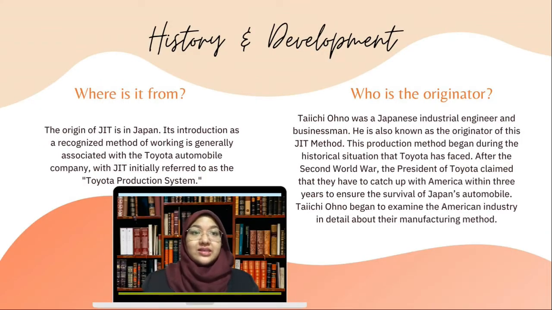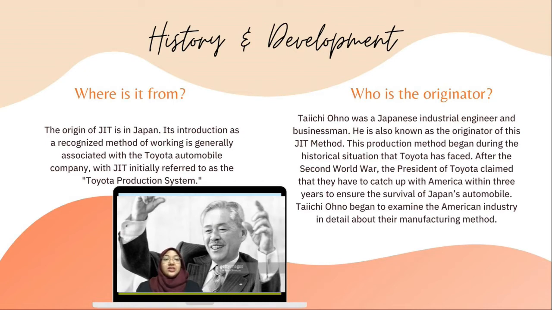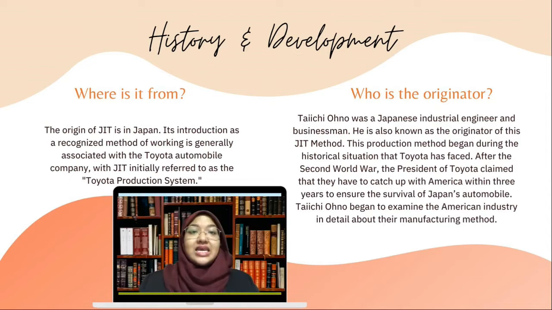Before we get further into this, let me explain the history of just-in-time in simpler words. The origin of JIT is in Japan. Its introduction as a recognized method of working is generally associated with the Toyota Automobile Company, with JIT initially referred to as the Toyota Production System. I would like to emphasize it here. JIT is a mindset of looking at a production system that is distinctly different from what had previously been done. Taiichi Ohno was a Japanese industrial engineer and a businessman. He is also known as the originator of the JIT method.